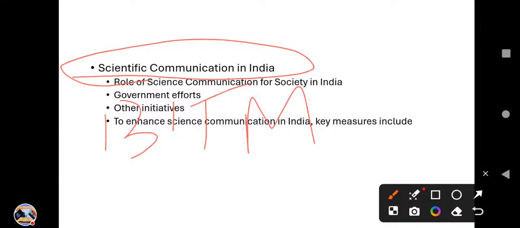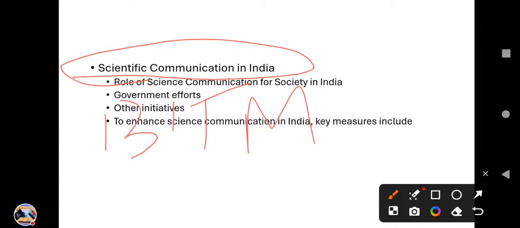And the 42nd Amendment Act was also introduced to enhance scientific communication, under Article 51A clause (h) in the Fundamental Duties, which was introduced in 1976 under the 42nd Constitutional Amendment Act. This article emphasizes the duty of every citizen to develop a scientific temper, humanism, and the spirit of inquiry and reform.